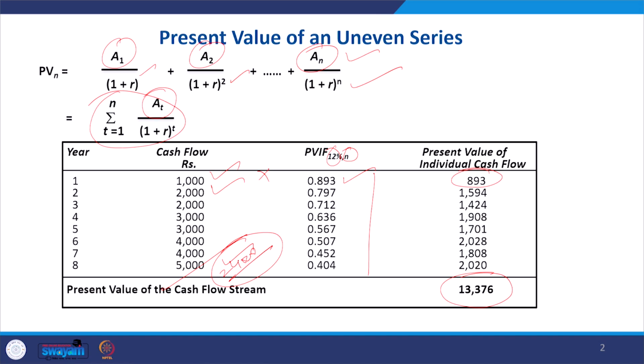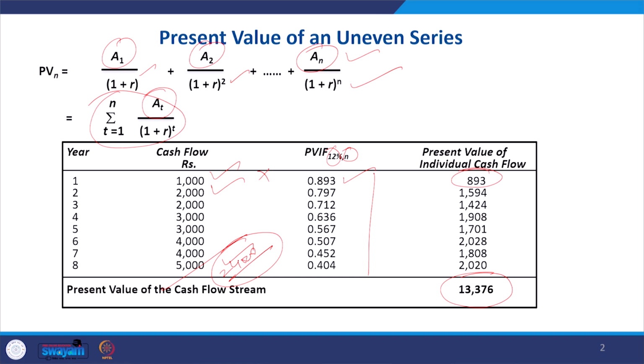Similarly, the 2000 being received after 2 years, right? If you are discounting that 2,000 rupees of cash flow against 12% and 2 years, the value of that 2,000 would be equal to 1594 rupees of today, right? So we have to calculate the summed up value of the entire cash flow stream, the present value of the cash flow stream, and find out how much it comes up to after discounting it against the given discount factor and number of years.